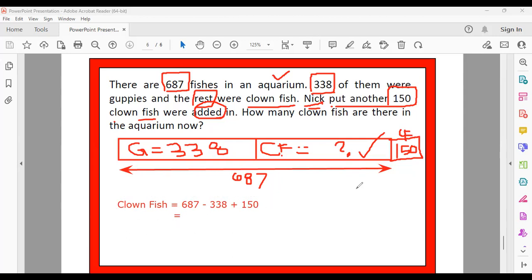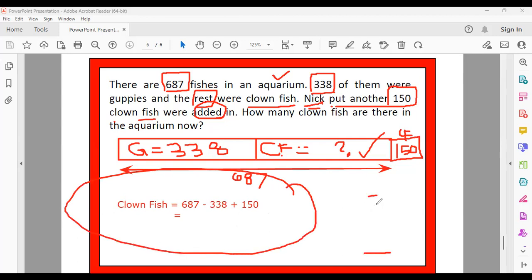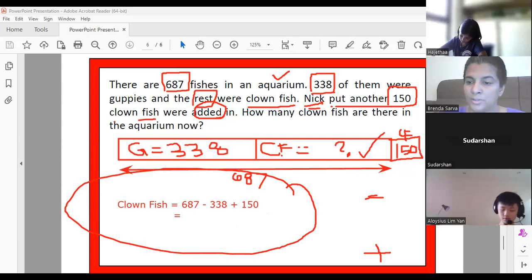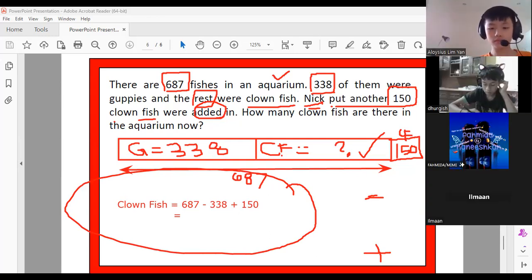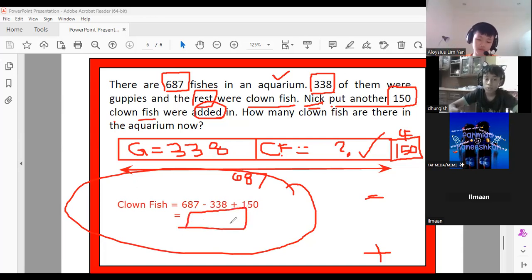Work out the calculation. Of course, this is called a mixed operation because it has subtraction followed by addition. Durgesh, do you understand? Sudarshan, Aloysius, okay, so far so good. Hajita, Famida, Ilman, okay? Can I have a thumbs up? So then you find what's the answer. Can I have the answer in the chat, guys? Because it's an easy question. What's your answer? Put in the chat.